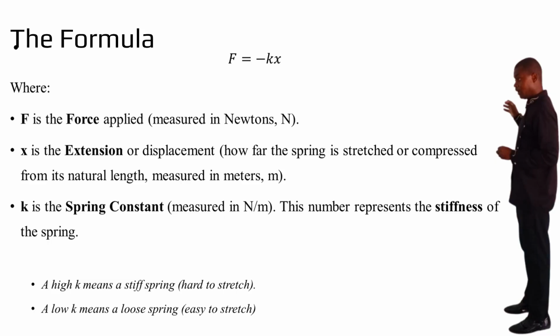The formula for Hooke's Law is F equals negative kx, where F is the applied force in newtons, x is the extension or displacement in meters, and k is the spring constant, measured in newtons per meter. The spring constant represents the stiffness of the spring.